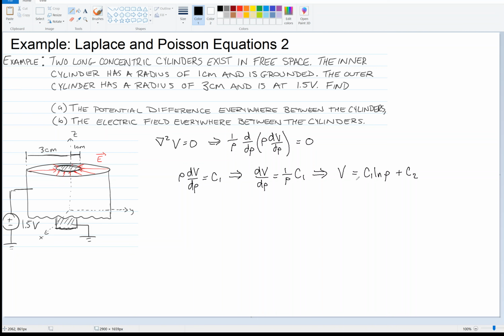So this is the general, or rather the unspecified, solution to the Laplace equation in cylindrical form. So now I need to apply the boundary conditions.